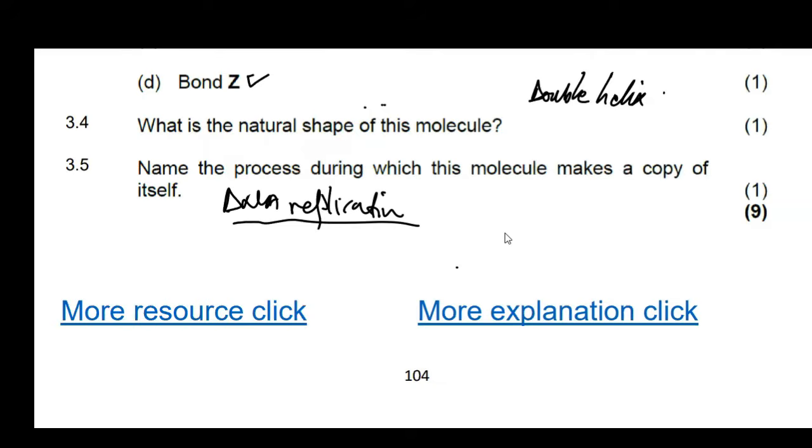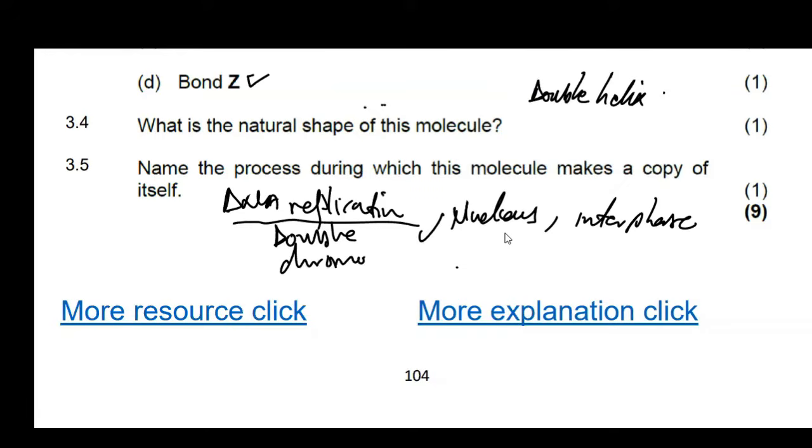Where does it occur? When you talk about where does it occur, then you talk about the nucleus. And then when does it occur? It occurs during interphase. And then why does it occur? We say that to double the chromosome number. And then lastly, how does it occur? That is the process of DNA replication.